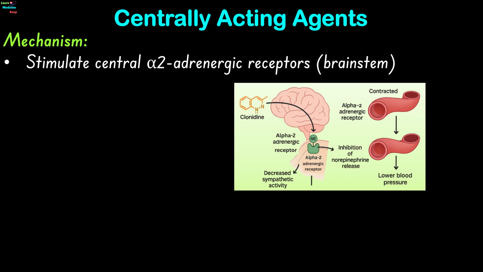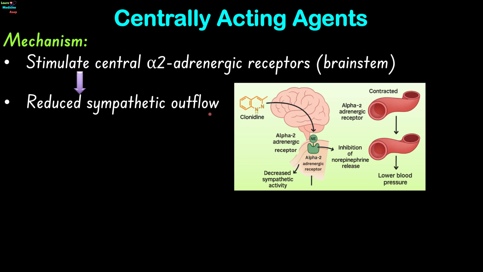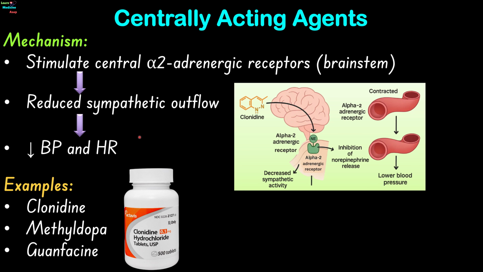Finally, we have centrally acting agents. These drugs work in the brainstem, where they stimulate central alpha-2 adrenergic receptors. This action reduces sympathetic outflow from the central nervous system, which in turn decreases peripheral vascular resistance, slows the heart rate, and lowers blood pressure. The main examples are Clonidine, methyldopa, and guanfacine.